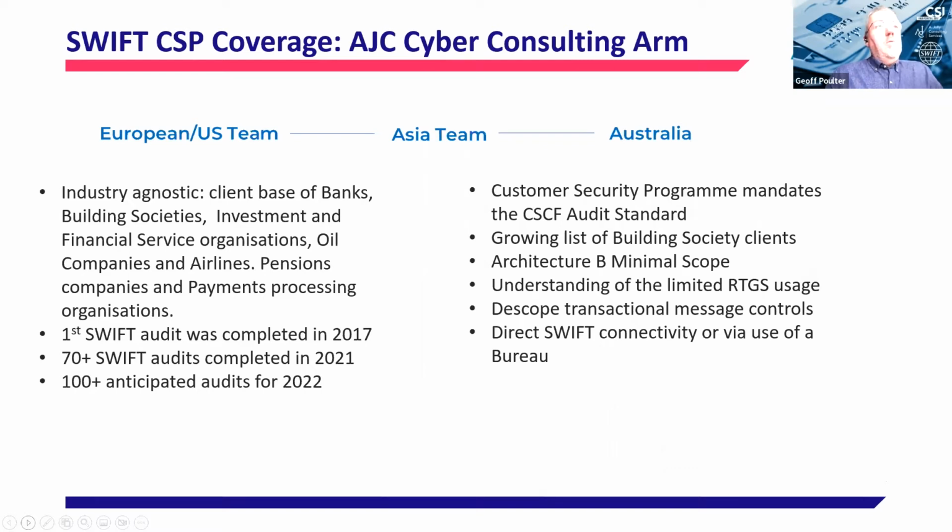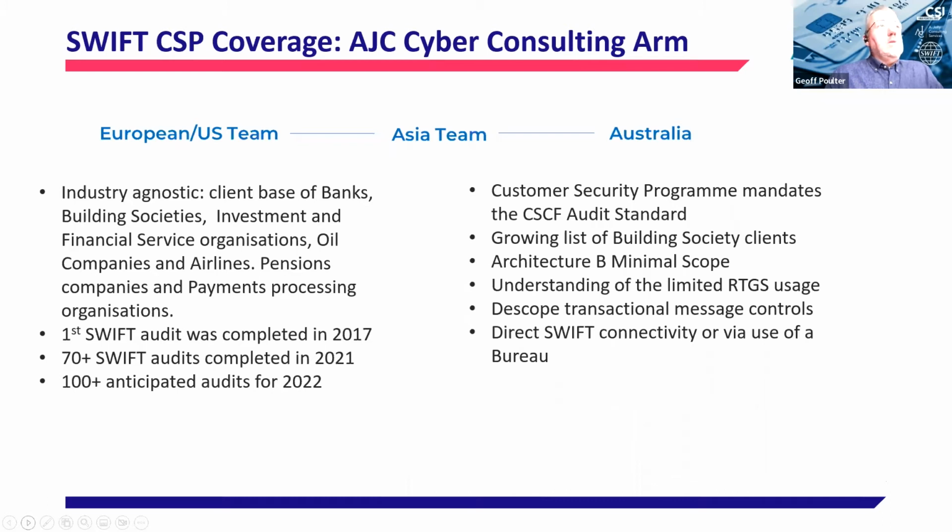A lot of people think that the Swift audits kind of started last year in 2021. Of course, it didn't. That was the first year that you needed to have an independent view of your compliance, but everybody had to sign up and say they were compliant a lot earlier than that, and some organizations actually requested third-party help to do that much earlier. So we did our first Swift audit for a Japanese bank back in 2017, and we've had an increasing client base ever since then. Last year, we hit over 70 audits, and we're currently on track for over 100 this year.